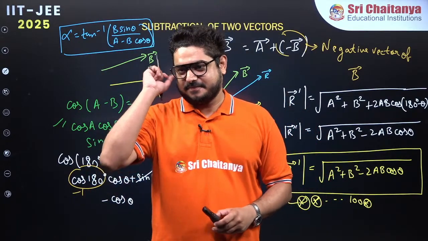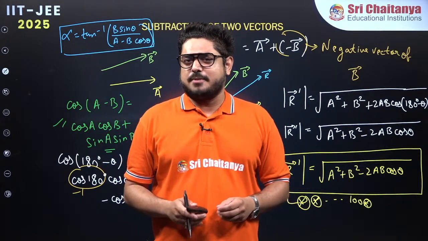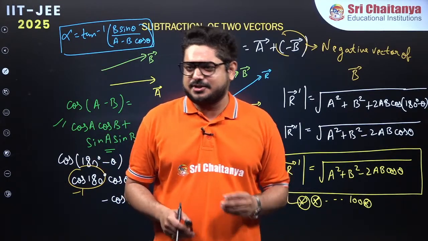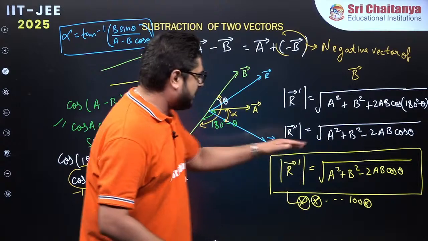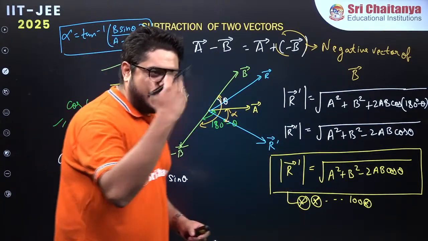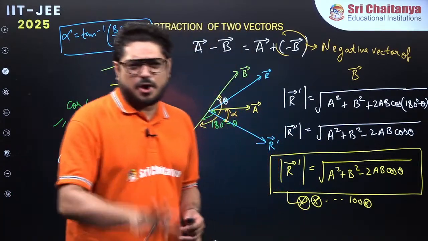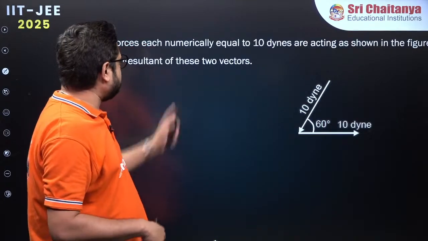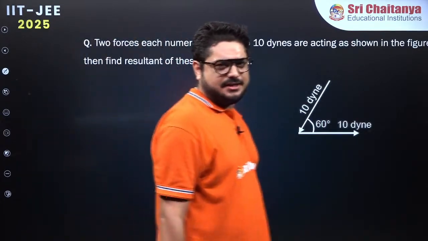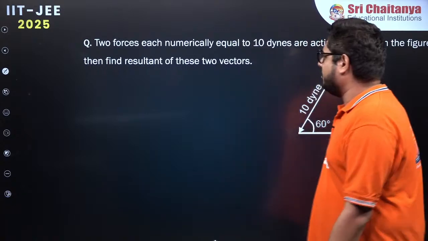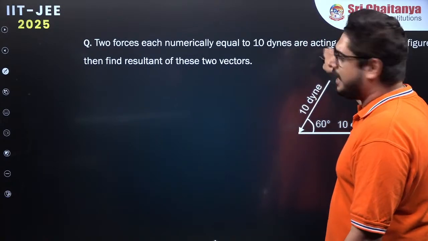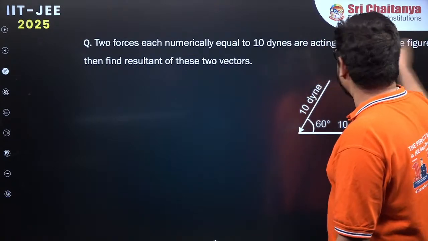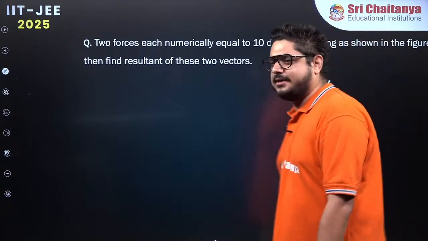Okay. So now let's try to know about certain more things. Let's see if you have understood this concept. Let's try to boggle our mind into a problem which is going to be based upon this. So that's going to be the next question for you. This is the question in front of you. Two forces each numerically equal to 10 dynes are acting as shown in the figure, find the resultant of these two vectors. Can you write down the answer?